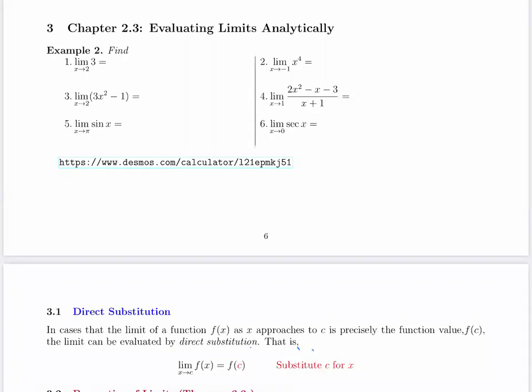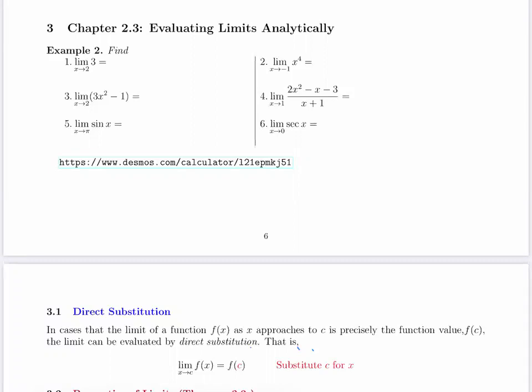This lecture is on the third section of chapter 2. It's about evaluating limits analytically. Another word is finding the limits of functions using algebra. So let's start with example number 2 in this lecture note.